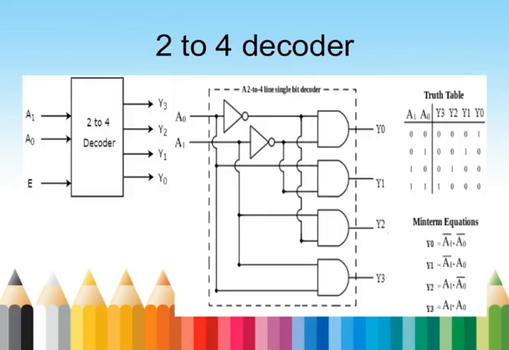Let us discuss one simple example, the 2 to 4 decoder circuit, which may otherwise be called a 2 to 2 power 2 decoder circuit. It consists of two input lines, A0 and A1, with enable input E, and produces four different output lines called Y0, Y1, Y2 and Y3. With this we may express it in a truth table.